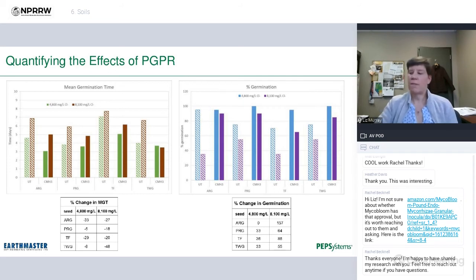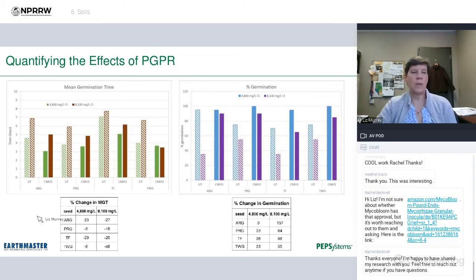So how do you quantify this result? We look at mean germination time. All of the hatched bars here are untreated controls, and you want to compare them to the same color of the solid bar. So basically a hatched green is an untreated control, and the solid green is what happens when you coat it with bacteria. We're looking at individual species of seed here: ARG, PRG, tall fescue, tall wheatgrass, and two different concentrations of chloride in this particular graph.